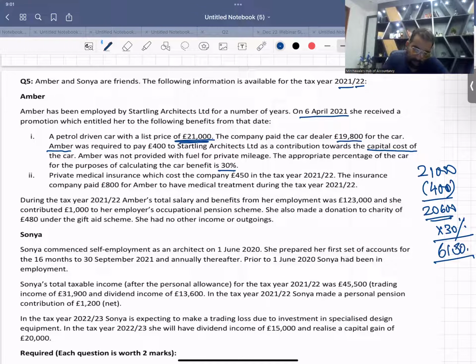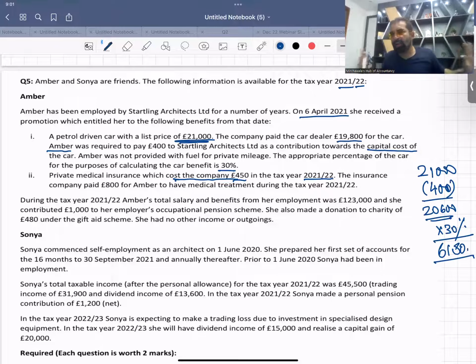Okay, next. Private medical insurance. Hope you remember the rules. If the employer is providing you medical insurance, it's not exempt. It's taxable, but how much amount? The cost to the employer, the cost which the employer is bearing, is taxable. Okay. So private medical insurance, which cost the company 450 in the tax year 21-22. The insurance company was paid 800 for Amber to have medical cover. See this. Wait. The private medical insurance which cost the company, yes, cost the company means the employer paid 450.